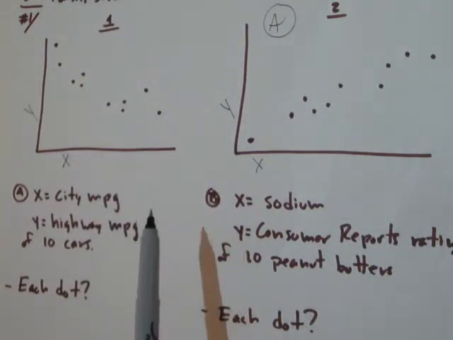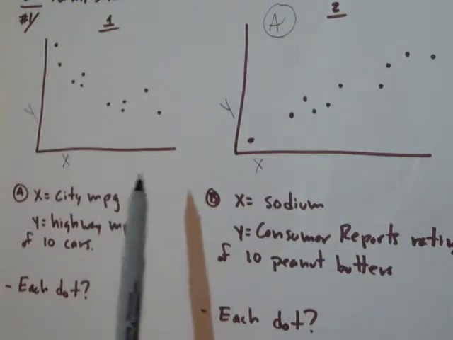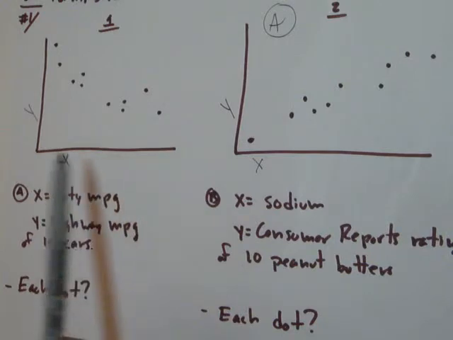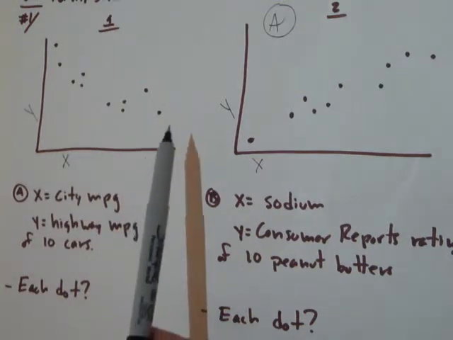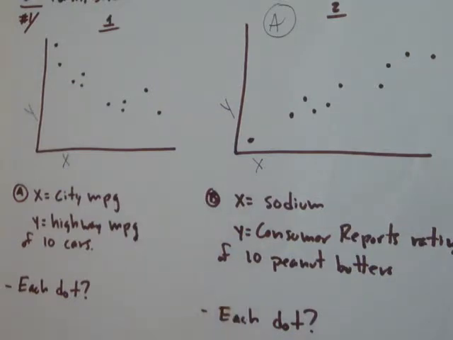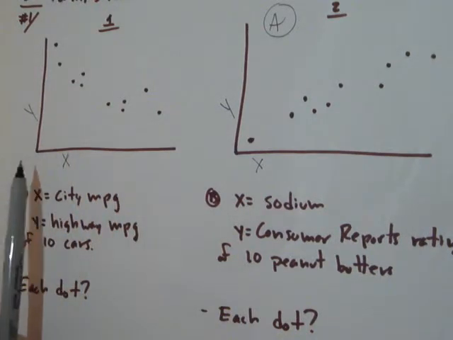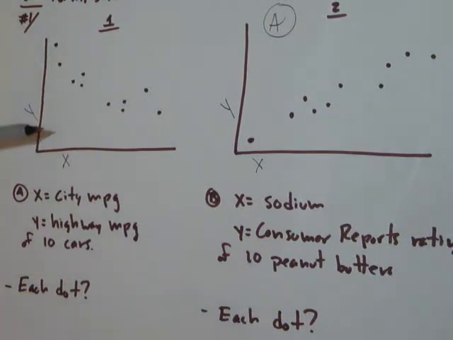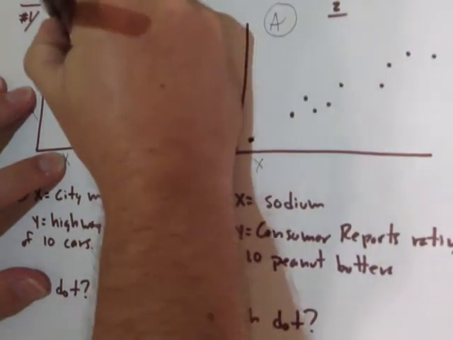If you had to rate this peanut butter on a scale of 1 to 100, and it has lots and lots of sodium in it, well, it probably isn't that good for you. So it probably doesn't have such a high score. So I think this one also works. The more sodium we add to the peanut butter, the lower the rating gets. And that works for me, I think, too. So I'm going to call this one B.